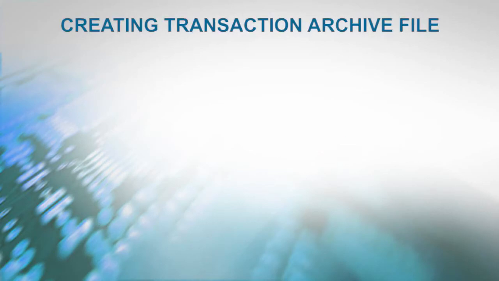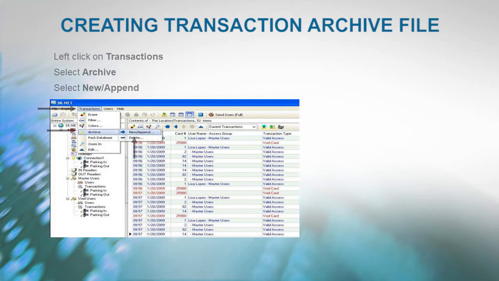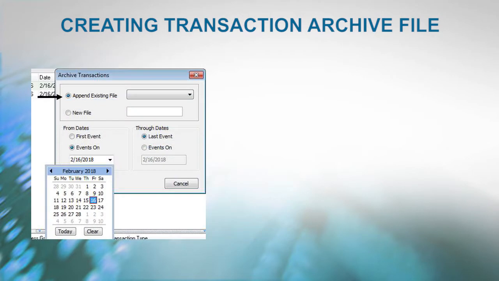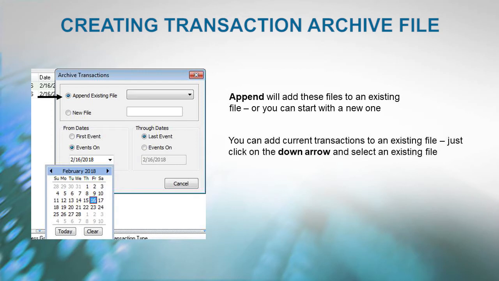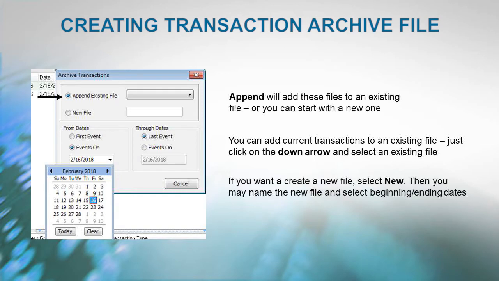Creating a transaction archive file. To begin, left-click on Transactions. Select Archive. Select New, Append. Append will add these files to an existing file, or you may want to start with a new one. To add current transactions to an existing file, just click on the down arrow and select an existing file. If you want to create a new file, select New. Now you may name the new file and select the beginning dates and ending dates that you wish to archive.